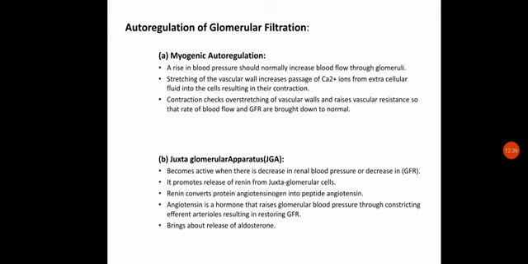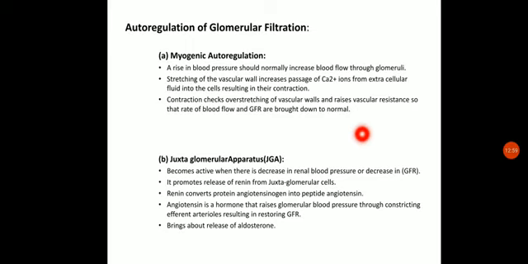Okay, next is auto-regulation of the glomerular filtration. This glomerular filtration is auto-regulated mainly by two methods. The first one is myogenic auto-regulation. Myogenic, the term myo means muscles, so here the muscles take part. And the second is the juxtaglomerular apparatus, or JGA. So first is myogenic auto-regulation.